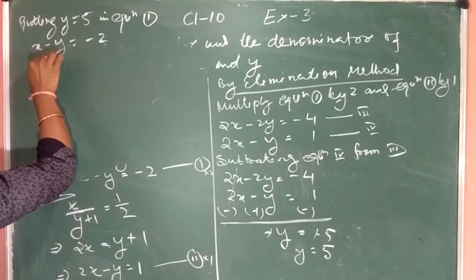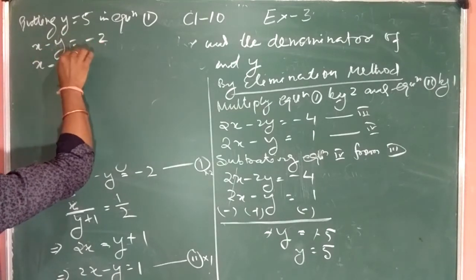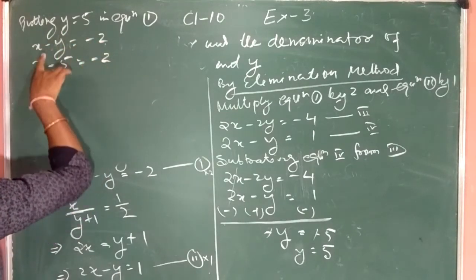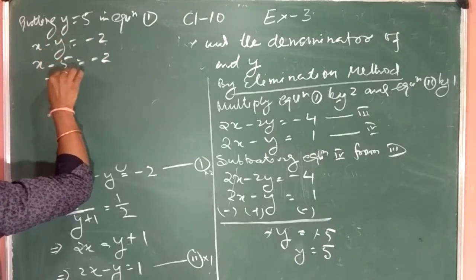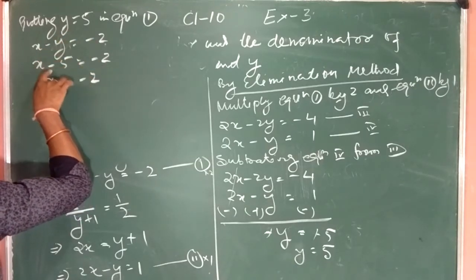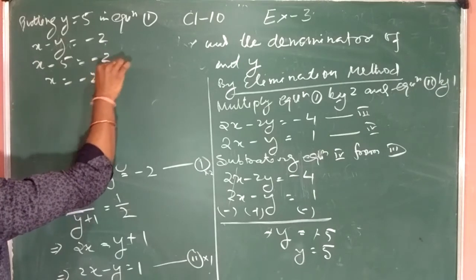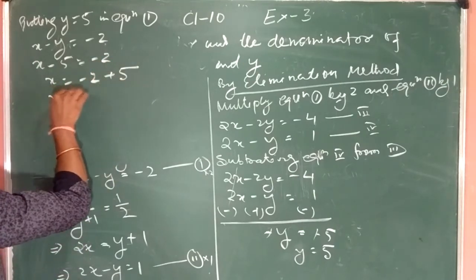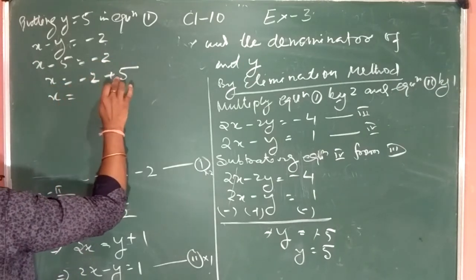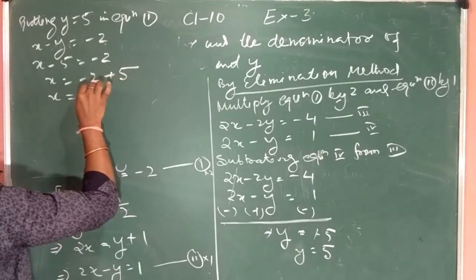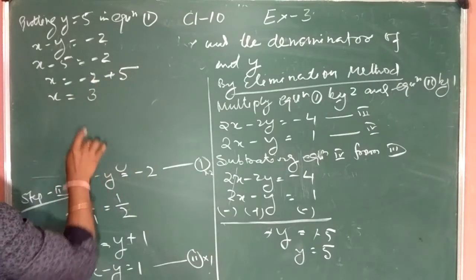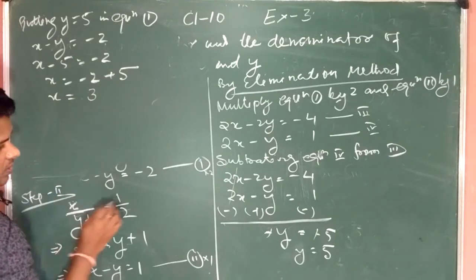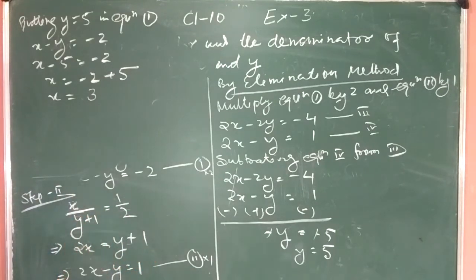So x minus y, we have y as 5, is equal to minus 2. Since y is 5, then x is equal to minus 2. Transfer this 5 here: here plus, here minus, so this side plus 5. That means x is equal to minus 2 plus 5, which is 3. 5 minus 2 is 3, and plus is bigger, so plus 3. So we got x is 3 and y is 5.